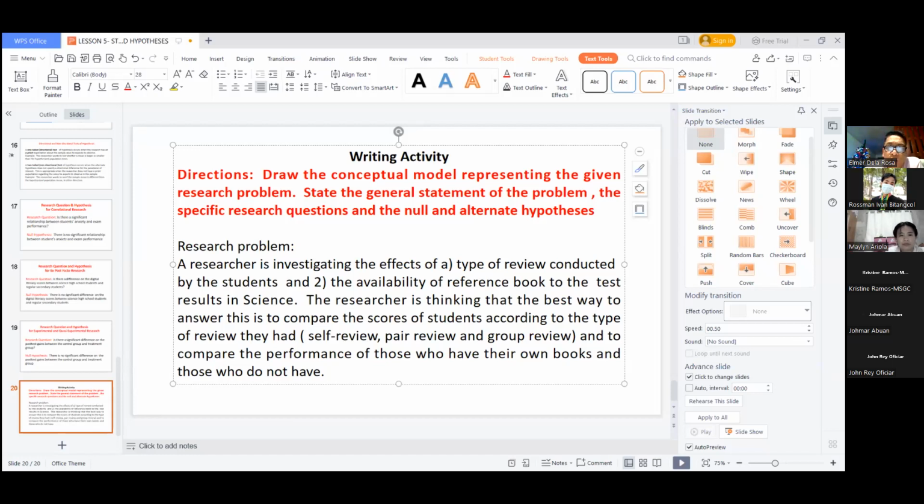I cannot also do the availability of reference book and do it experimentally. Like, kayo group 1, bibigyan ko kayo ng sariling libro nyo. Kayong group 2, walang libro ha. O yung mga may libro, tanggalin ko yung libro. I cannot do that, just to prove that having reference material of your own is better. But I can do it ex post facto. Mahina nga lang yung conclusion ko later kasi hindi naman ako nag-experiment. But that's the best way to address the problem.